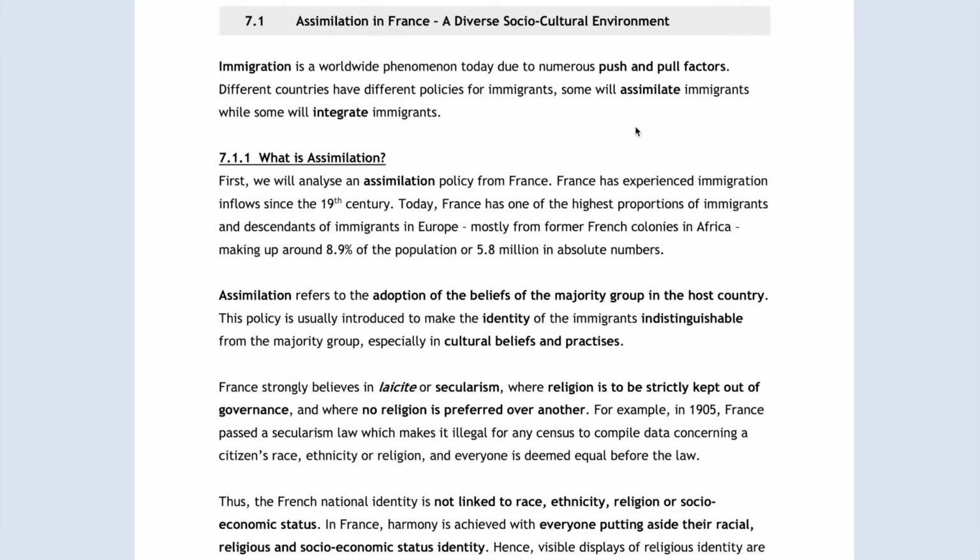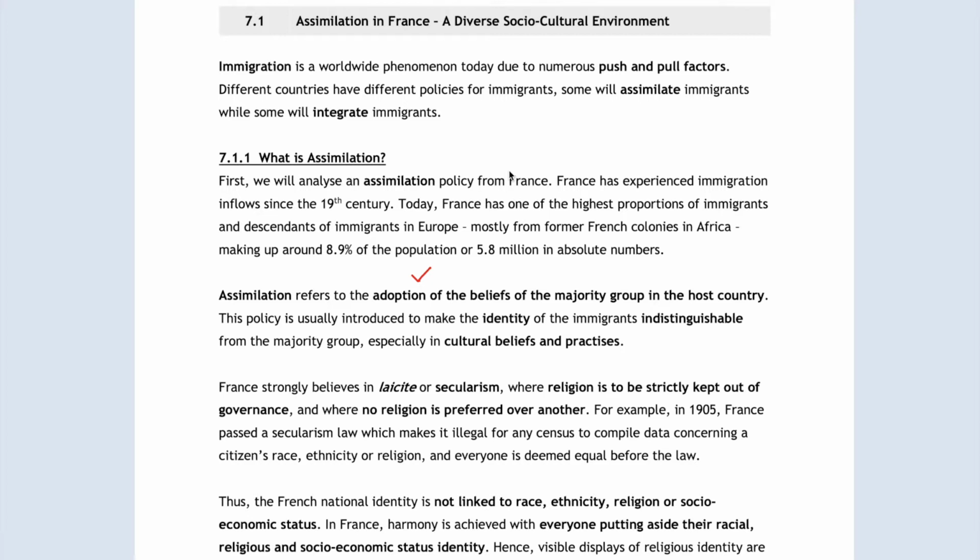So what is assimilation? Assimilation is a policy, and we're going to talk about France. France is one of the countries that practices assimilation. Essentially it refers to the adoption of the beliefs of the majority group in the host country. What does this mean? Immigrants, when they come to these countries, bring along their own background, their own practices from their original culture.